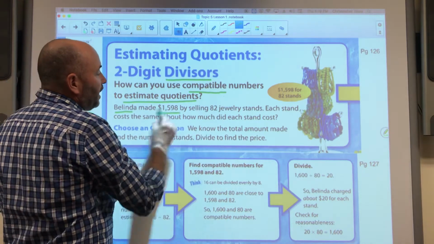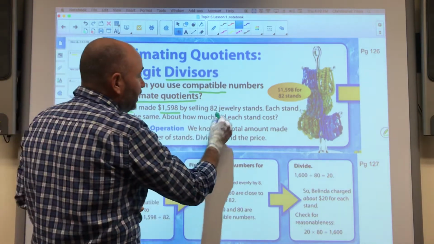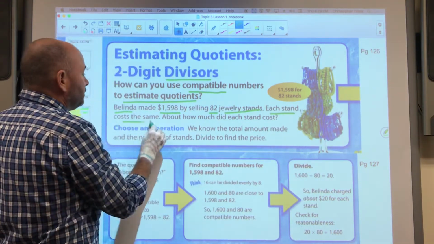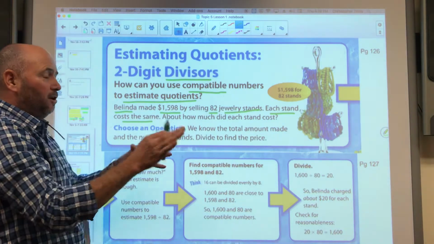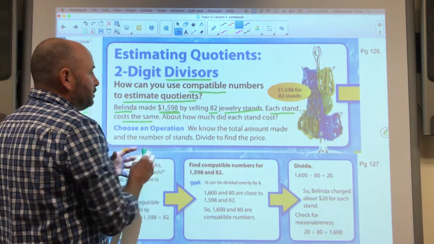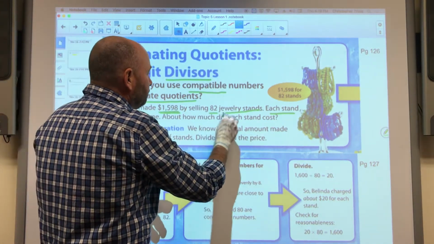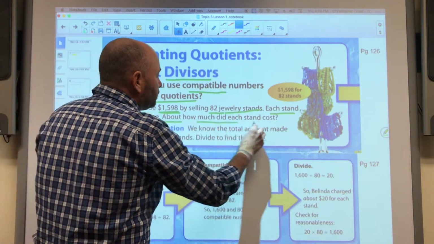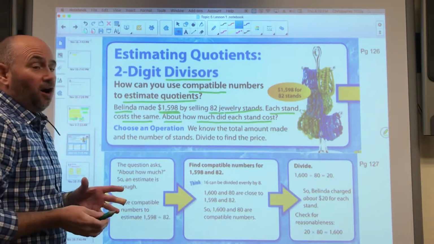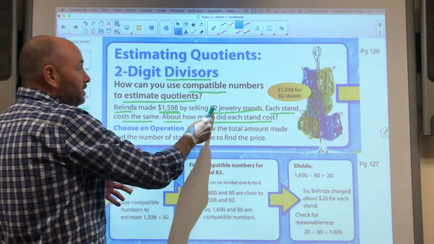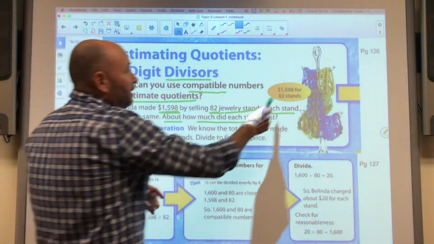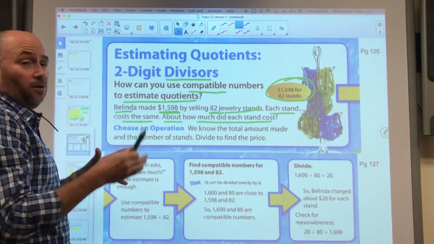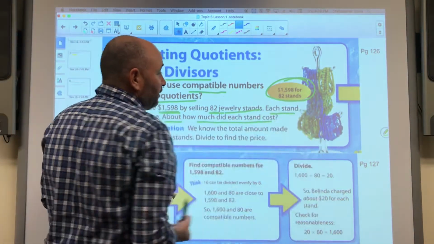Belinda made 1,598 by selling 82 jewelry stands, okay? Each stand costs the same. So she made this much money, and she did it by selling 82 stands. All of them are the same price. About how much did each stand cost? So we want to find out how much each stand cost, okay? And it tells us over here we have $1,598 for selling 82 stands.